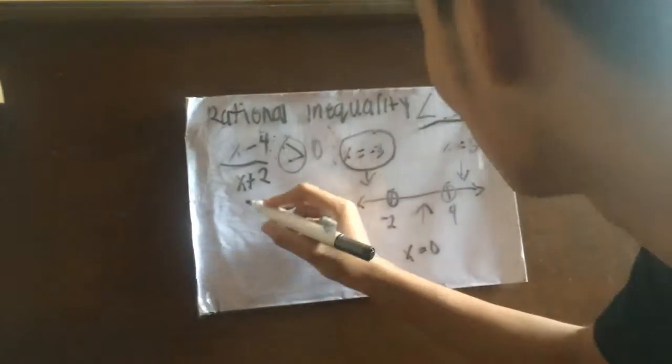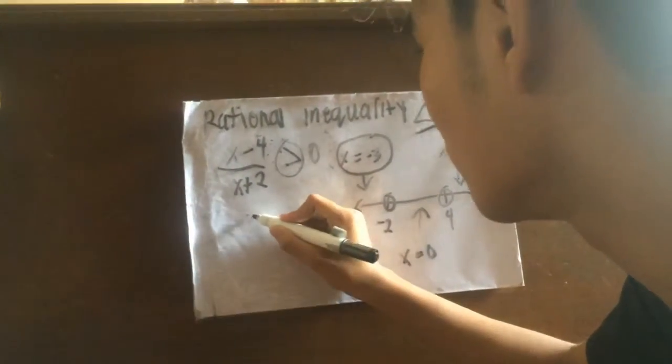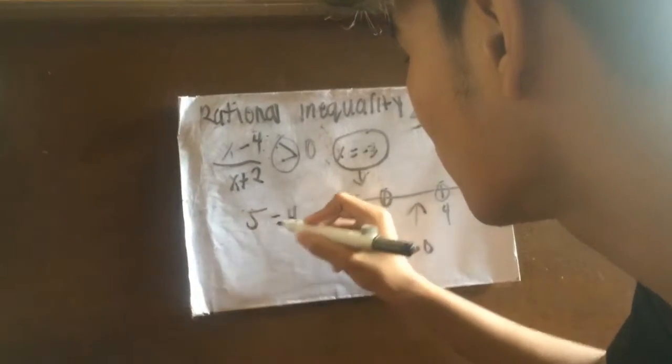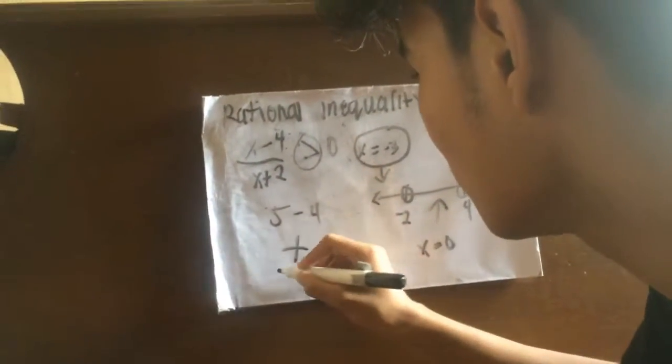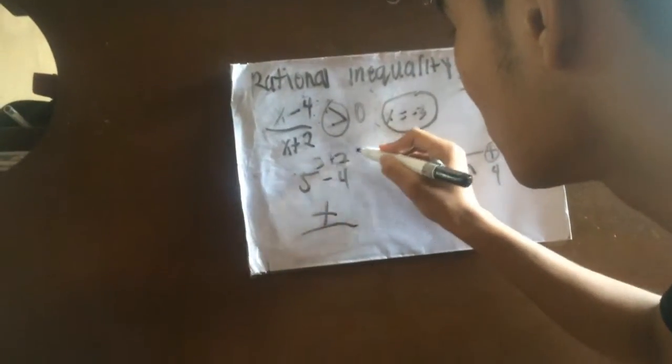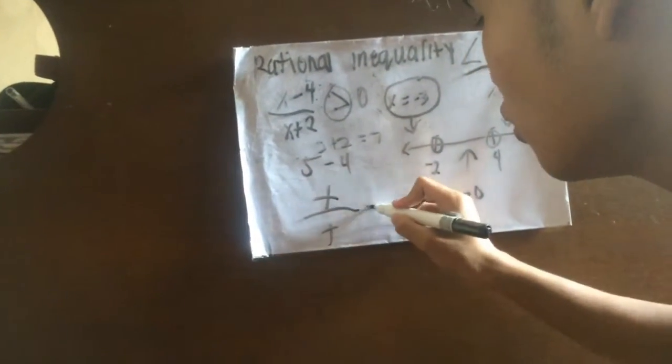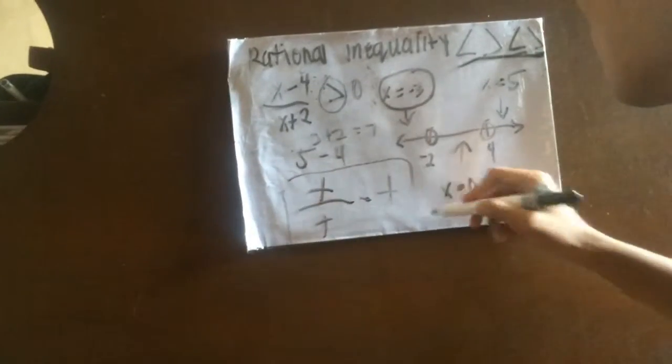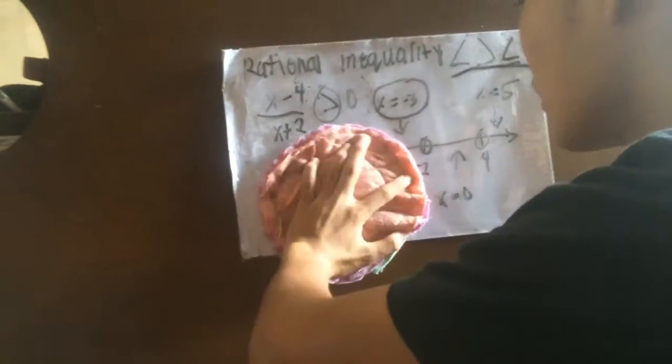Then, substitute naman natin yung value ng 5, which is positive 5 minus 4, which is positive, over 5 plus 2 is equals to 7, positive. You get the positive sign. So, kasama siya sa graph natin.